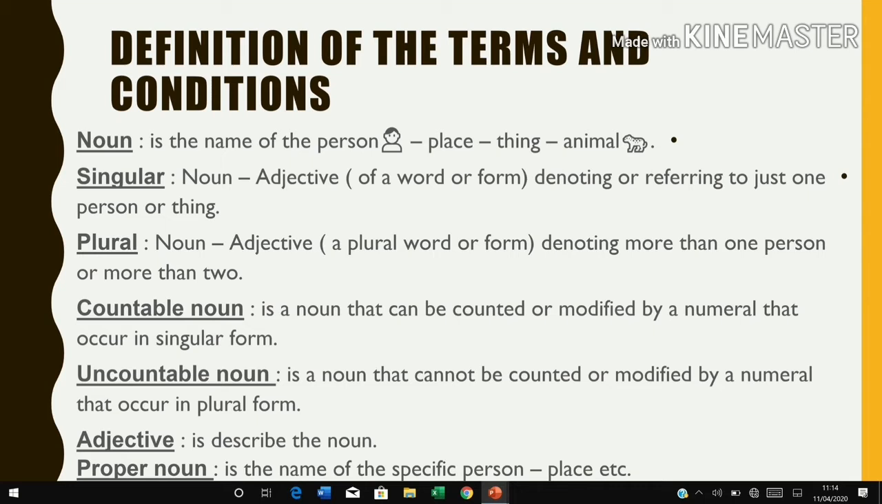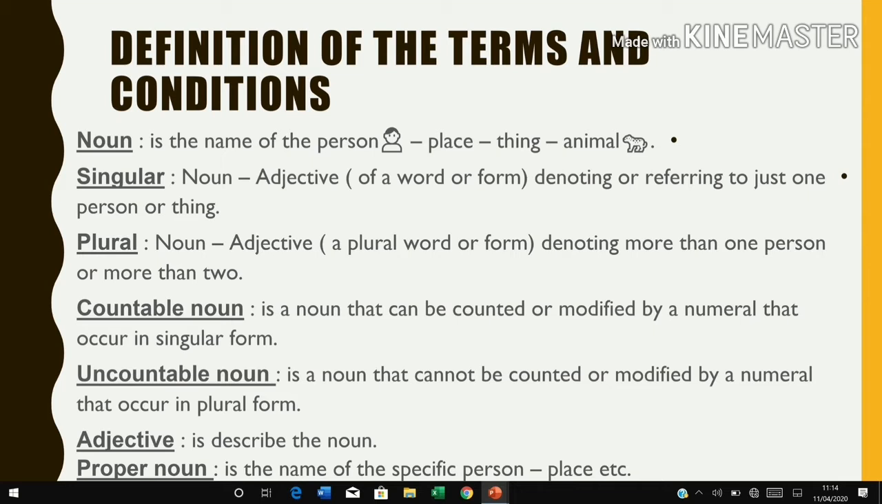So these definitions are about nouns. You know what a noun is? A noun is the name of a person, place, animal, or thing. Singular, plural, countable noun, and uncountable noun are all types of nouns. So now we are going to learn about this.